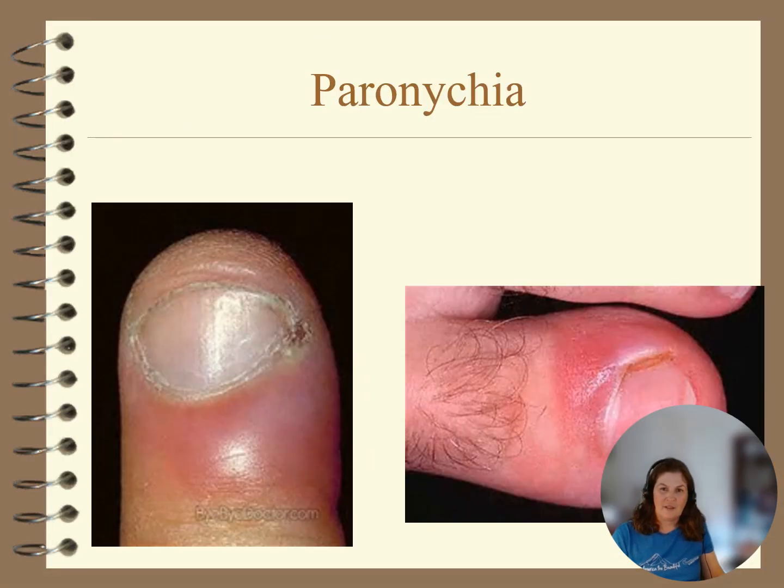Okay, paronychia. These are infections of the finger in particular, right along that nail bed here.